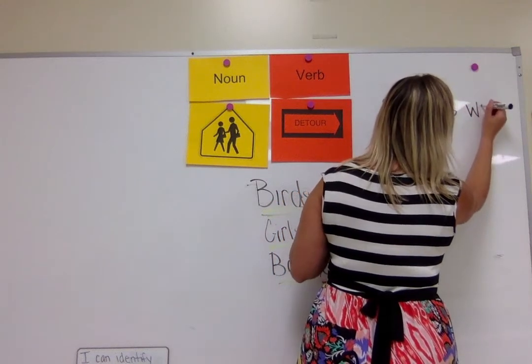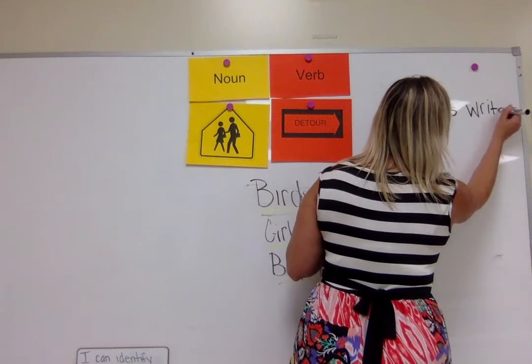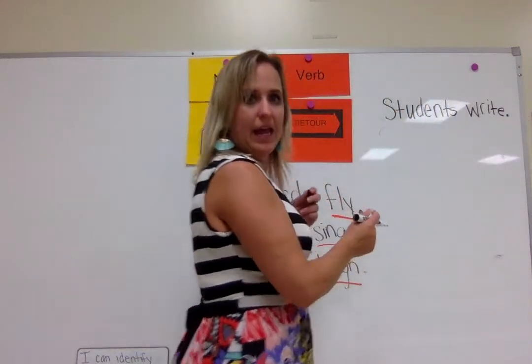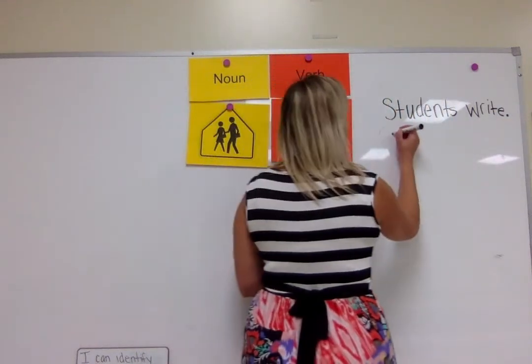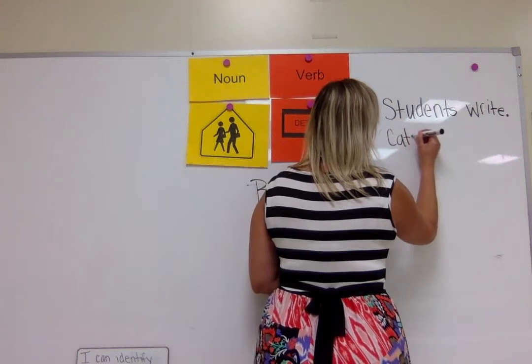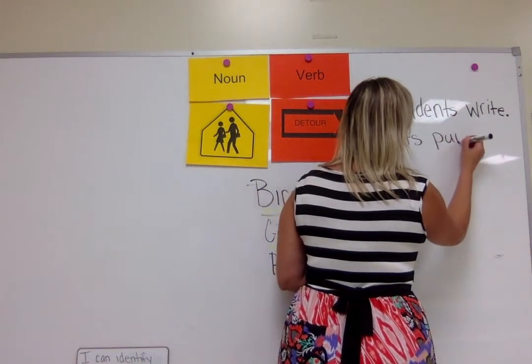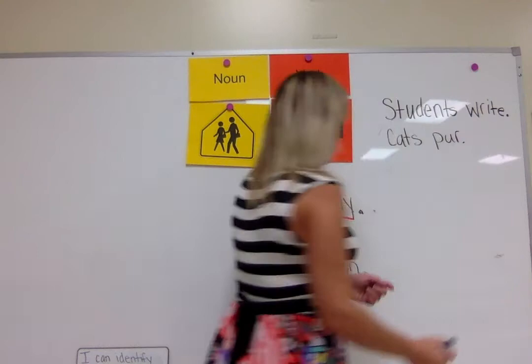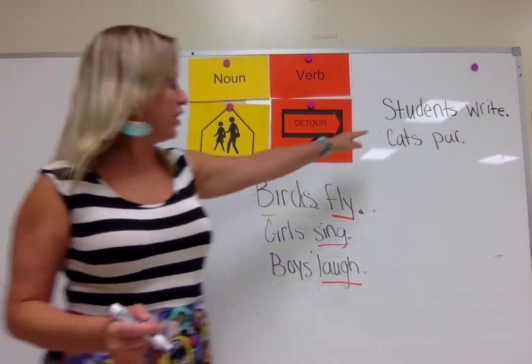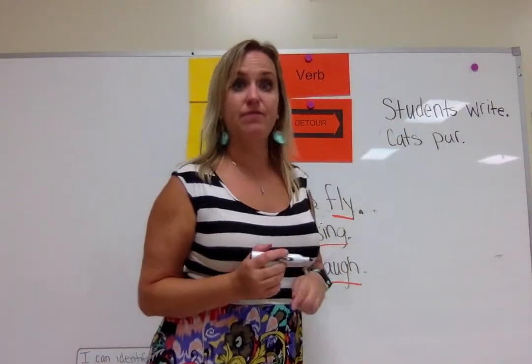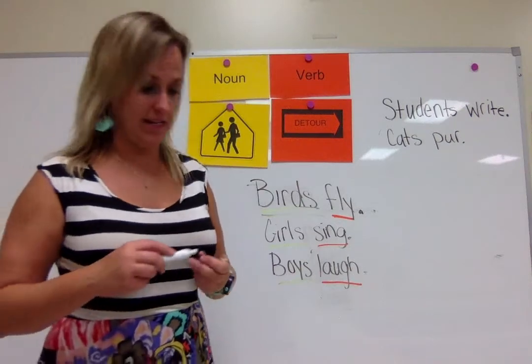Students, right? And you're going to do cats purr. Okay? So just like we did right here, you're going to go and you're going to get your markers out and you're going to underline the verb in orange and the noun in yellow.